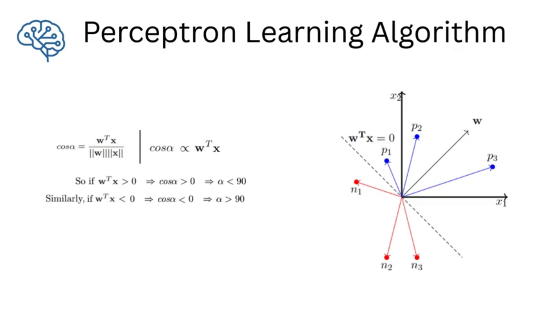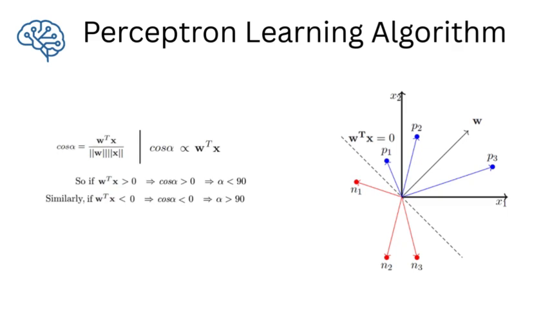On the other side of the slide, you see two groups of points. The blue vectors P1, P2, P3 represent positive samples. The red vectors N1, N2, N3 represent negative samples. The dashed line represents the equation W transpose times X equals 0. This is the perceptron decision boundary.